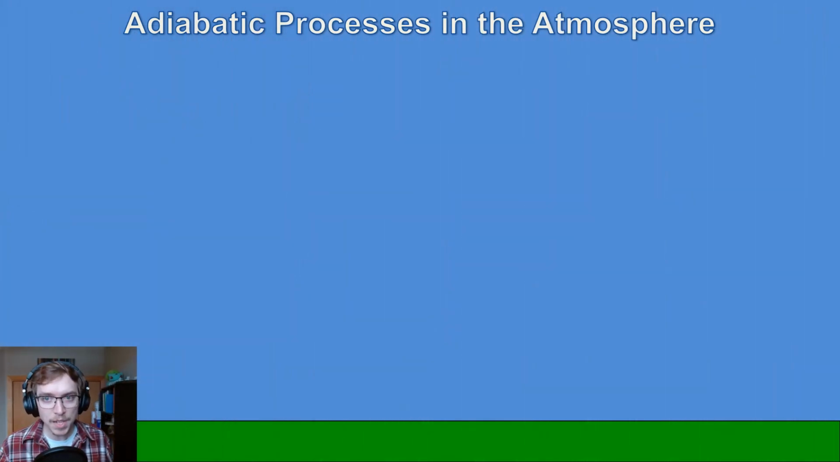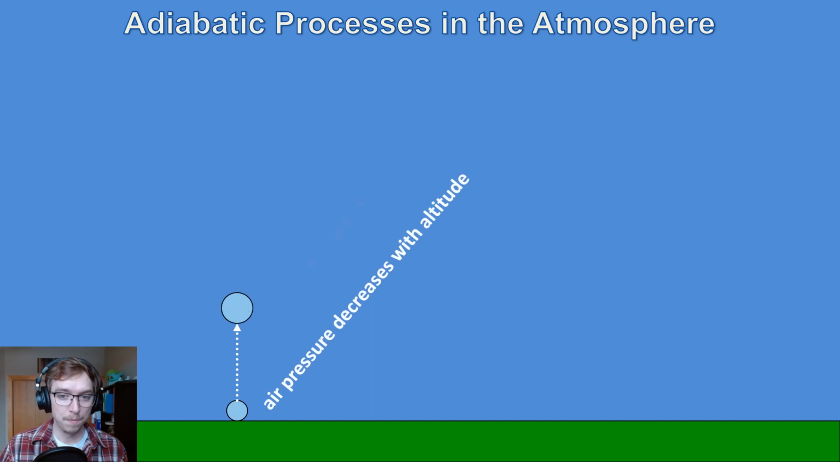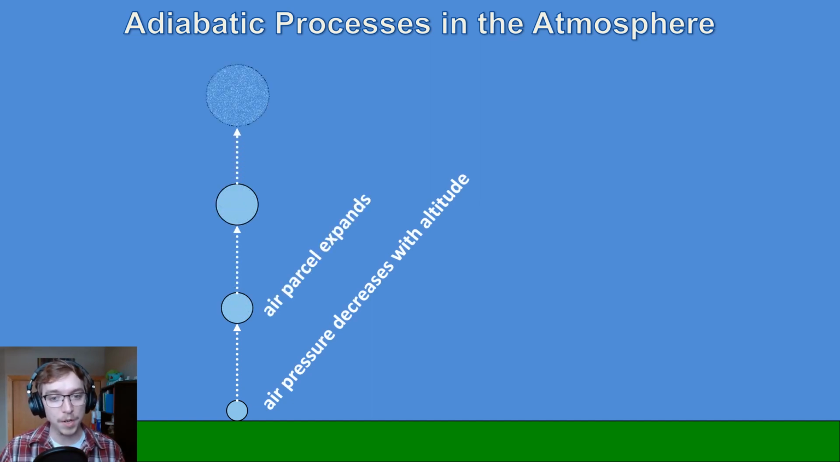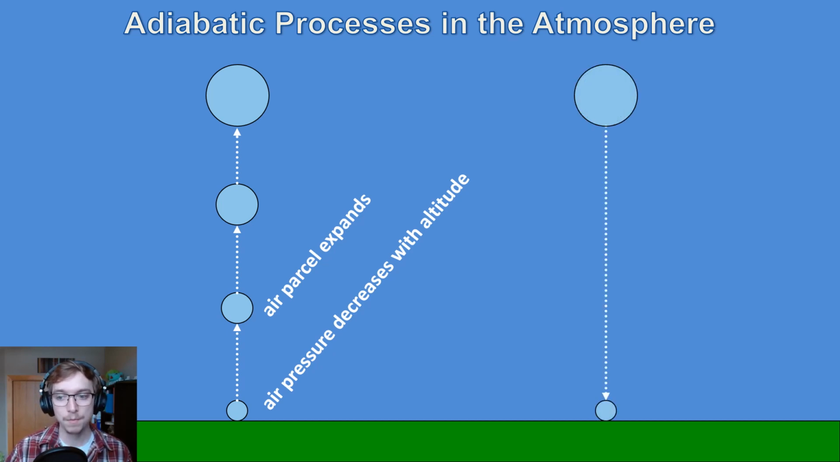So let's pretend that we have some type of process happening there. So adiabatic processes, we're thinking of just air lifting, right? So here we are on the surface. We know that air pressure decreases with altitude, and with that decrease, our parcel of air expands. We can see it getting bigger and bigger and bigger here. Likewise, as it falls, it increases in pressure, decreases in area. So that air parcel condenses.